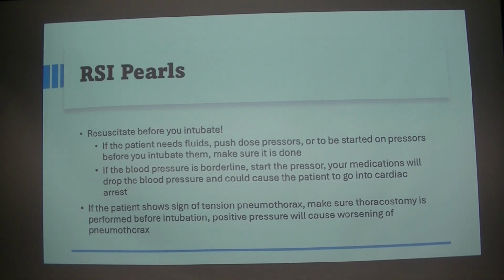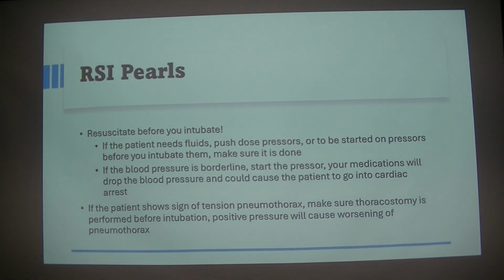So some pearls. The first big thing we need to think about is to resuscitate before we intubate. If the patient needs fluids, push-dose pressors, or to be started on vasopressors before we intubate them, we need to make sure it's done. If the blood pressure is borderline, start the pressor. Your medications are going to drop the pressure, and just the procedure could cause the patient to go into cardiac arrest. So we want to make sure they are fully resuscitated before we intubate them.